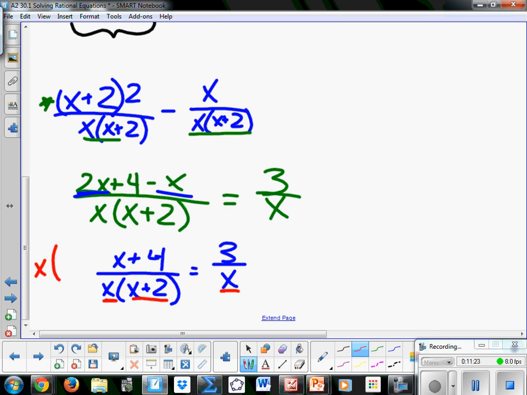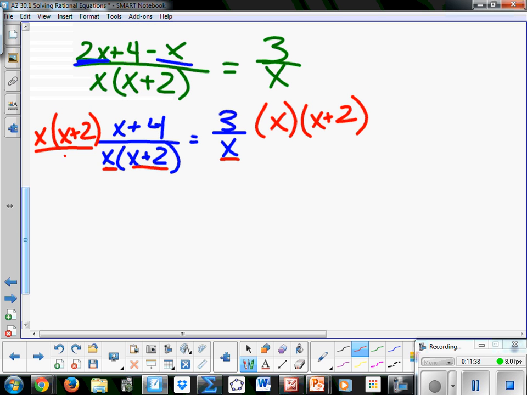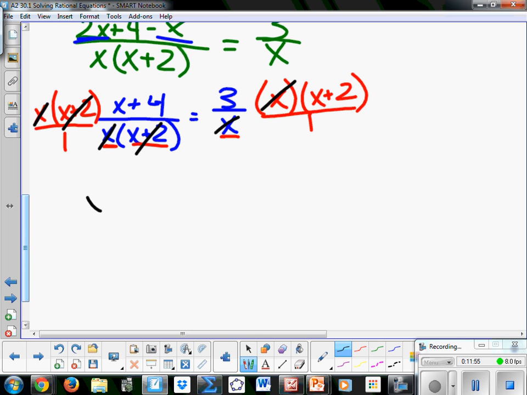Okay, so let's do that here. So x times (x plus 2). If I do it on one side to cancel out these denominators, I have to do it on the other. So when I do my multiplication, this is like, again, x times (x plus 2) over 1. So I multiply my fractions across. I can cancel these out because they're factors that are in both the numerator and denominator. X's cancel. Okay, so what I end up with is x plus 4 equals 3 times (x plus 2).